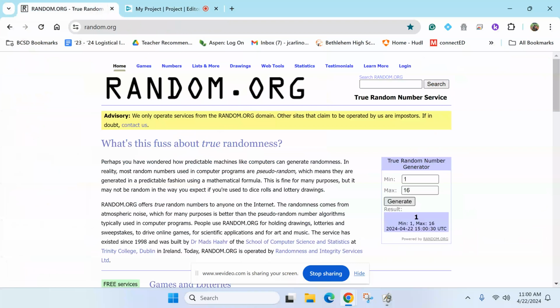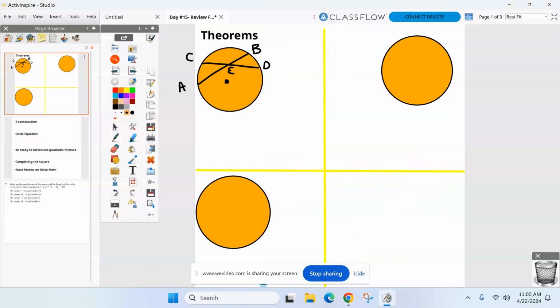Let's start this off right. Charlie, what are you going to do? Yep. So I'm going to take 1 chord, which is broken up into 2 parts, AE and EB, and find their product. Good. And then I take the other chord, which is broken up into CE and ED, and find that product. Remember, product of the means equals product of the extremes. That's where we got that one from.